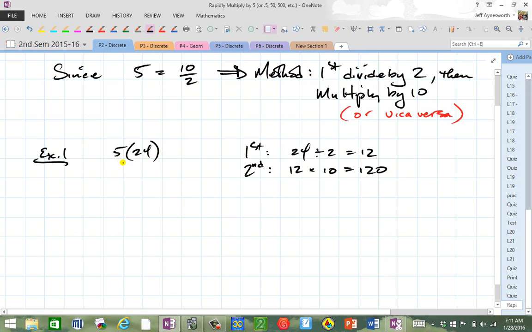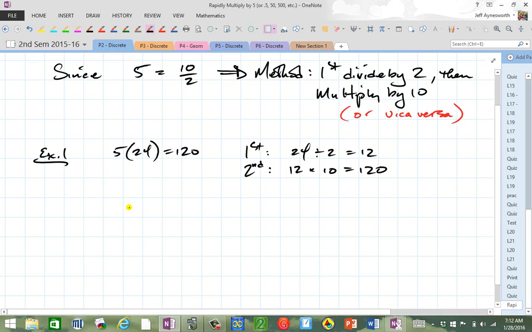And we know that's correct because 5 times 20 is 100, 5 times 4 is 20, and 100 plus 20, using the left to right addition method, gives us 120. So you divide by 2 and multiply by 10. That's all you have to do.